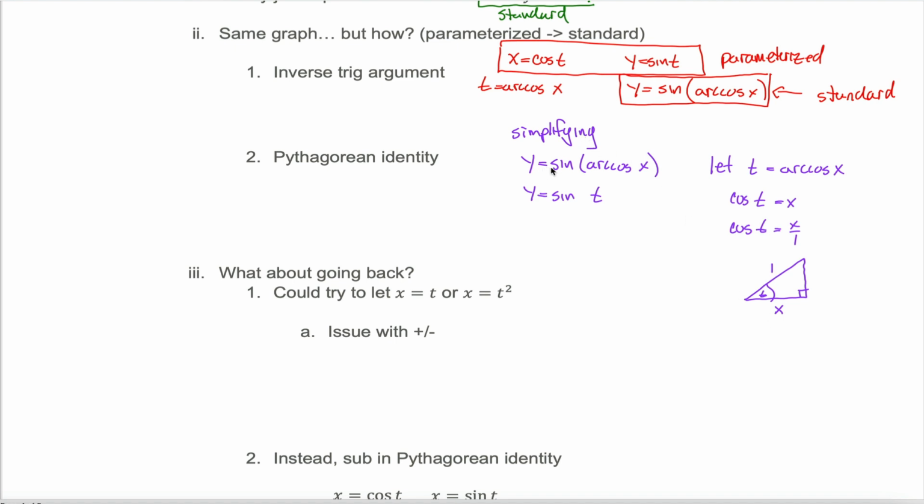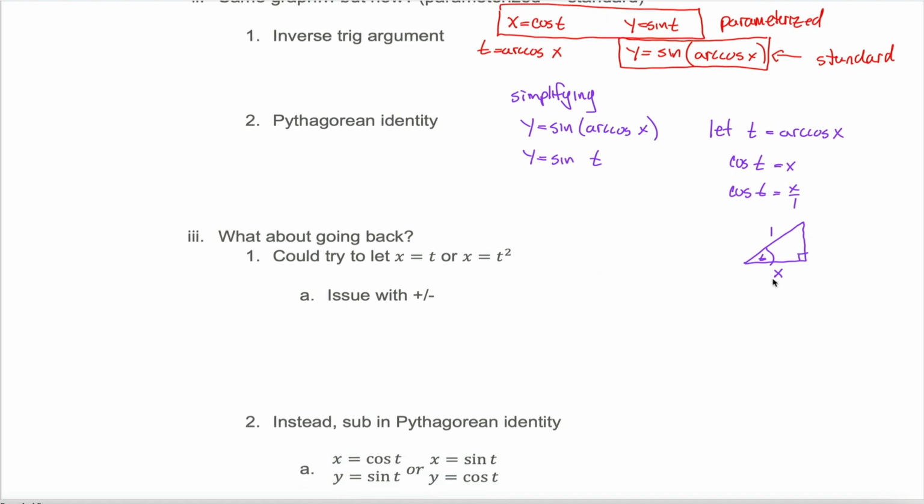Remember, our goal is to simplify the sine of the arc cosine of x, which is the same as the sine of t. So if we can figure out the sine of t from this picture, we will have simplified this original expression. The good news is we can figure out the sine of t from this picture. Sine is opposite over hypotenuse, so we just need this last side length.